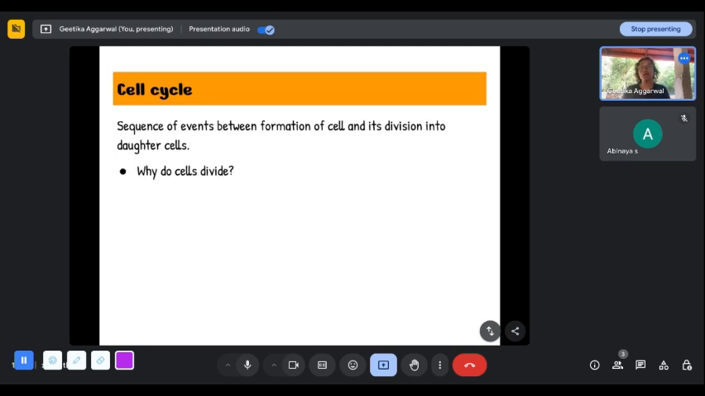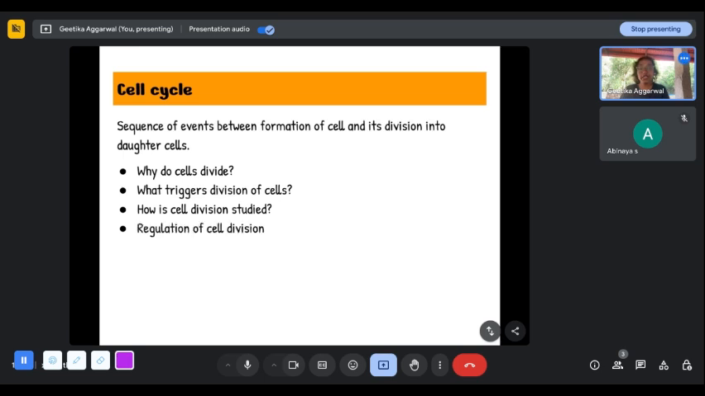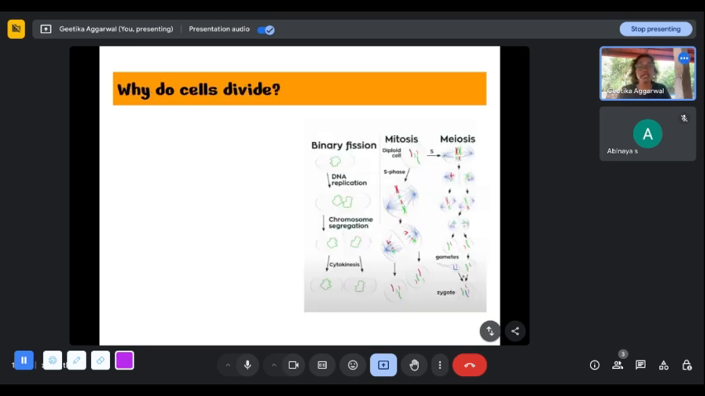So, in this part of the lecture, we'll discuss why do cells divide, what triggers this division of cells, how is cell division studied, and the regulation of the cell cycle. Okay. So first of all, why do cells divide? So why do you think cells undergo cell division?